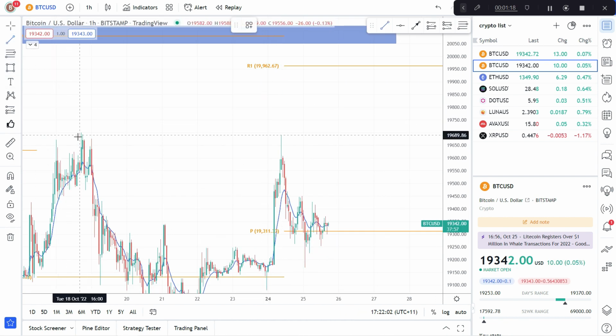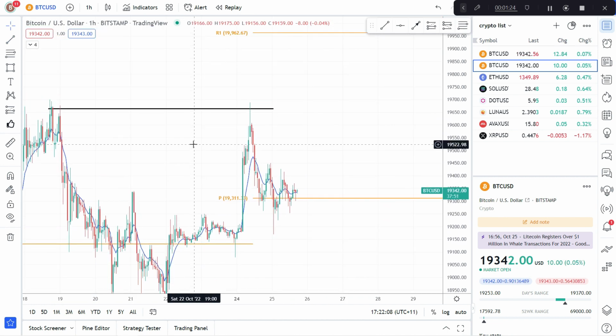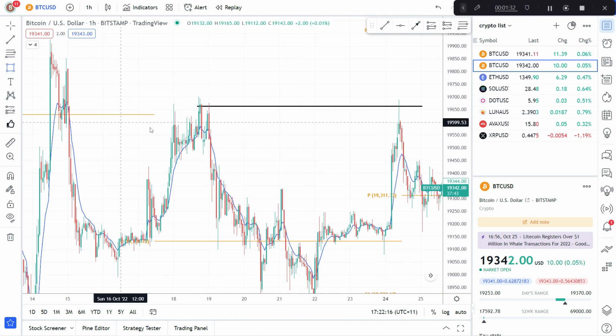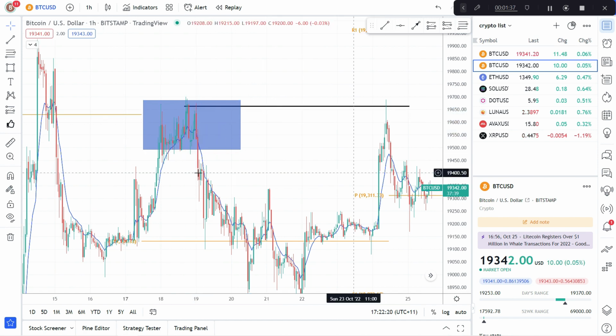Now, of course, we have taken out this last high. We've just poked through it. So there is the potential, because we've taken out all the imbalance over here, that we might come up and then fall back down. But if that is the case, what are we going to be looking for? We're going to be looking for market structure like this.